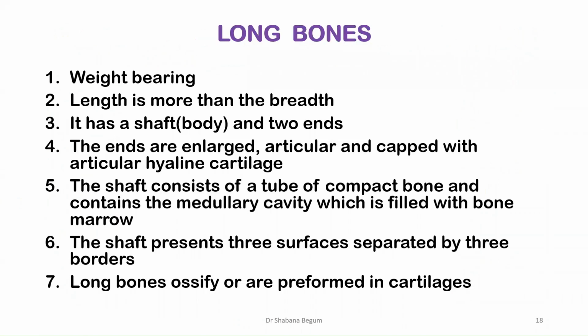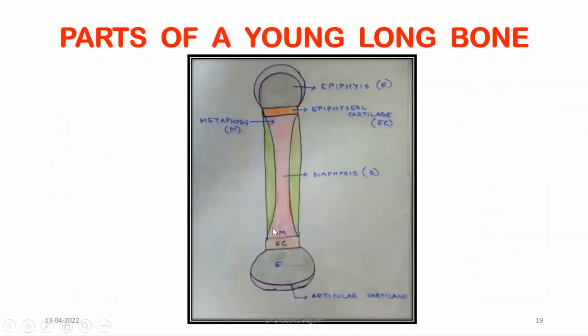Long bones are basically weight bearing, that is, they help in the transmission of body weight. Here, the length of the bone is more than the breadth. It consists of a shaft and it has two expanded ends on either side. These expanded ends are covered or capped by articular hyaline cartilage.